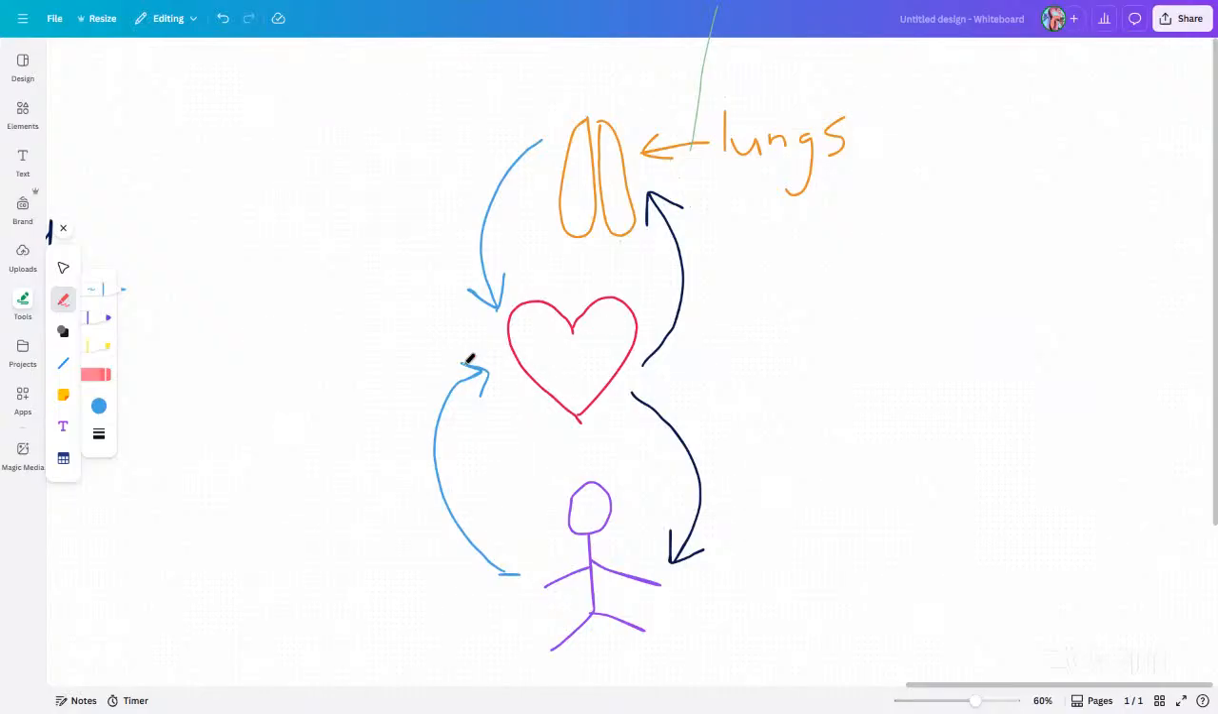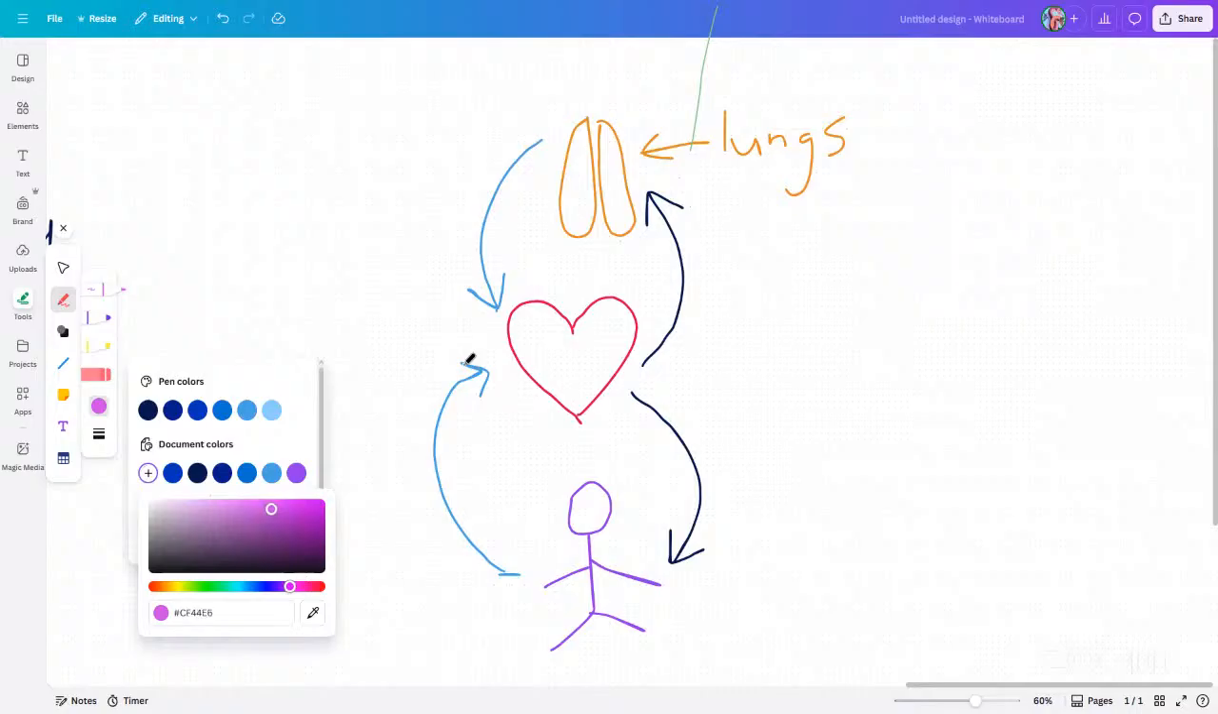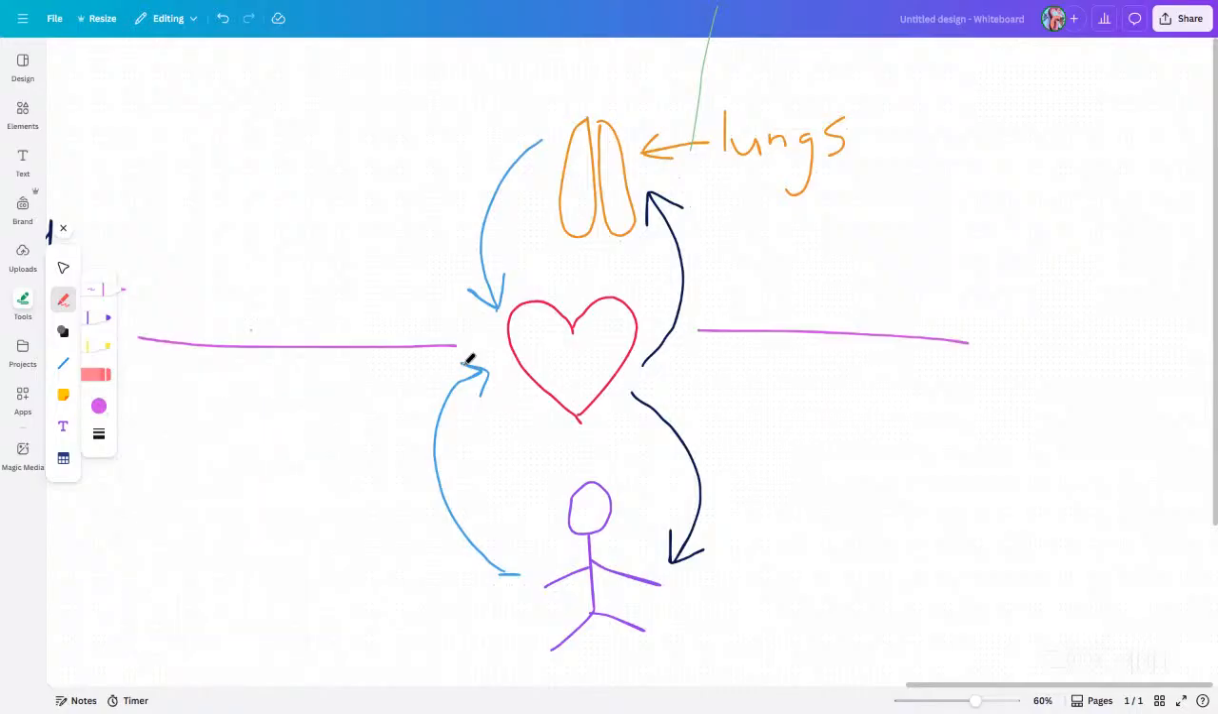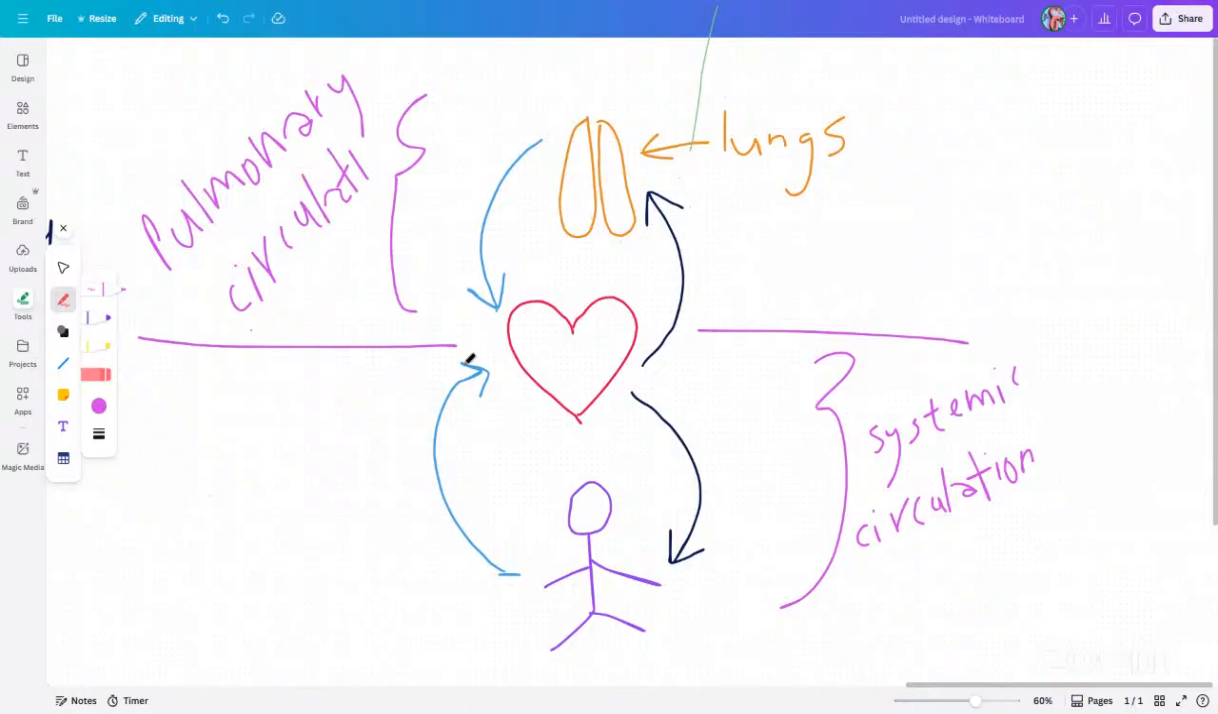So now I'm just going to draw a line. This area here is the systemic circulation, and this area at the top is called the pulmonary circulation. So we have two circulations. When the heart pumps blood to the lungs, we call that pulmonary circulation. When it is pumped to the human body, we call that systemic circulation.